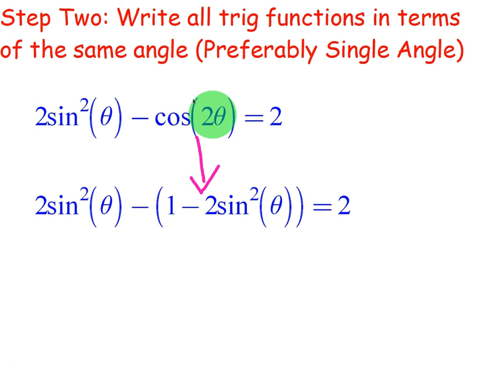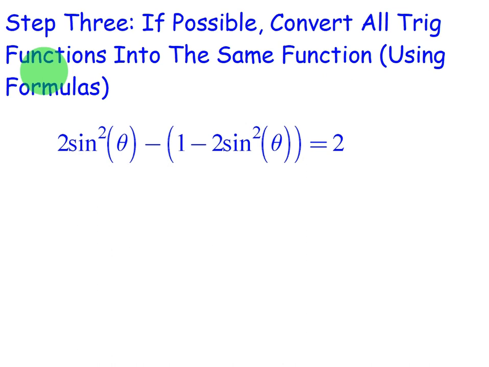So recall that cosine of 2 theta is equal to 1 minus 2 sine squared theta, and guess what we've done? We've eliminated the 2 theta to just theta. Of course, we have this as well. And we've also got one single trig function. They're both in terms of sine. So we knocked out step 2 and step 3 basically in one single step using the double angle formula. Namely, if possible, convert all the trig functions into the same function when you use the double angle formula. So we have sine only now in our formula.